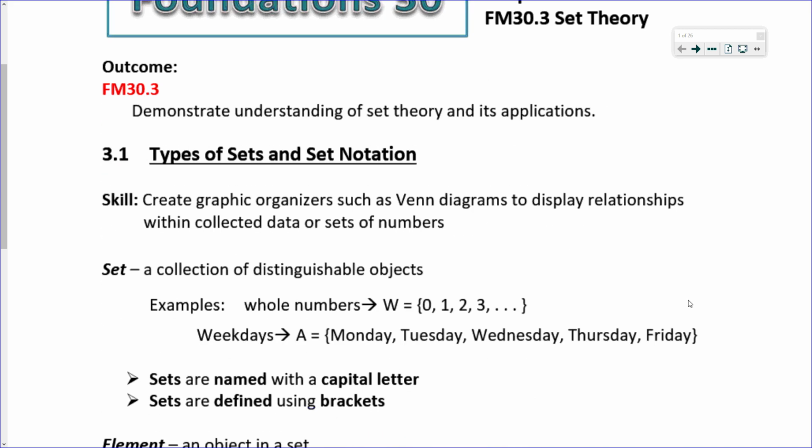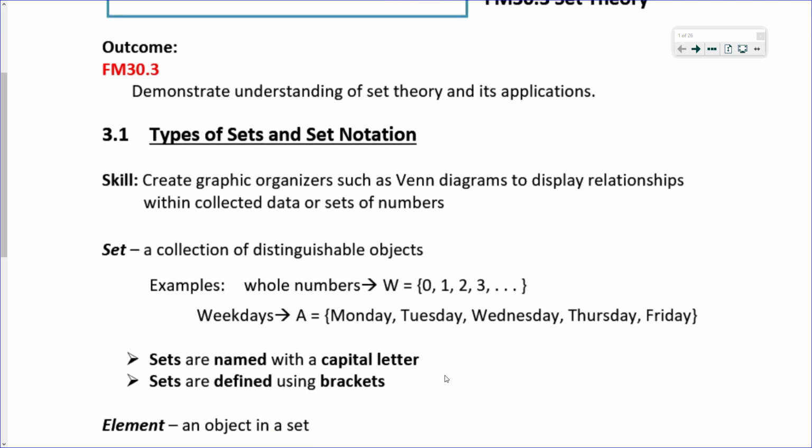We have a set, which is a collection of distinguishable objects. So for example, we could say the set of whole numbers, W, which is 0, 1, 2, 3, and so forth. We could say the set of weekdays, which we could say with the letter A, and that's equal to Monday, Tuesday, Wednesday, Thursday, Friday.